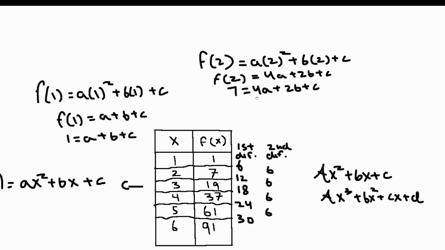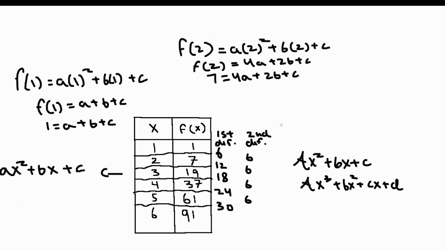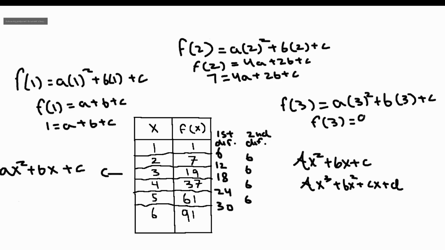Let's find our third equation. So f of 3 is equal to a times 3 squared plus b times 3 plus c. 3 squared is equal to 9, so f of 3 is equal to 9a plus 3b plus c. And f of 3 is equal to 19, okay? So 19 is equal to 9a plus 3b plus c.